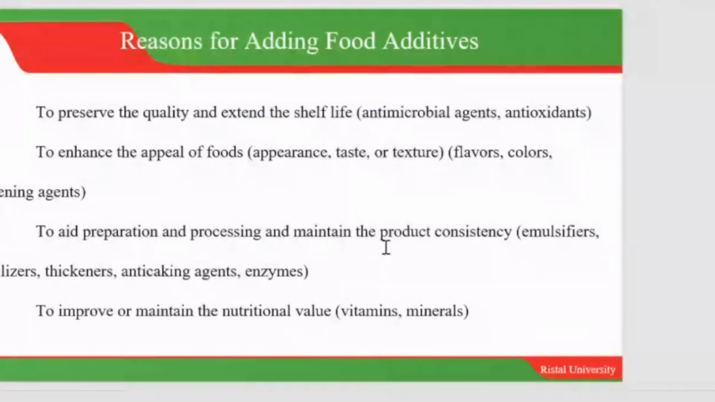And we are saying these maintain the product consistency. For example, the emulsifiers, the stabilizers, the thickeners, the anti-caking agents, and the enzymes. We saw partly the work of enzymes yesterday in breaking down our foods leading to deterioration. However, some of these enzymes we require so as to be able to catalyze reactions to give us some of the desirable foods or desirable flavors.